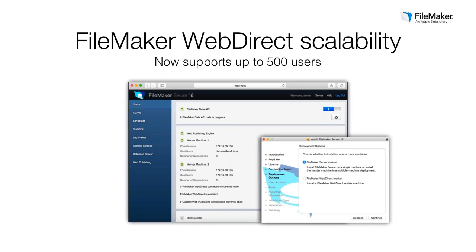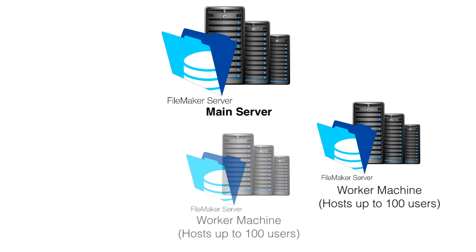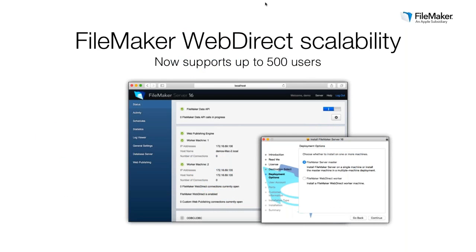Now, what FileMaker does is start breaking the FileMaker Server down, and you get a second server that's an assistant server. They call it a worker machine, but it basically hosts up to 100 users of WebDirect. So you could have 2 or 3 FileMaker worker machines, and each of them would help take a load, right? So if you want 500 users, you need 5 worker machines. Each worker machine can handle up to 100 users, and then basically this product caps at 500. But that's still a lot of scalability.